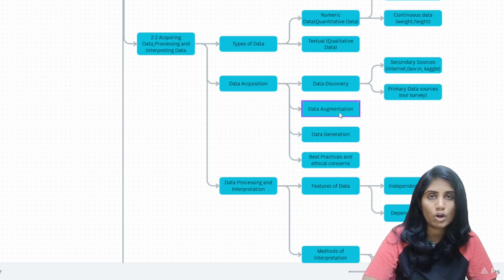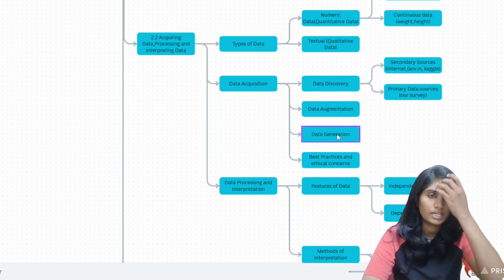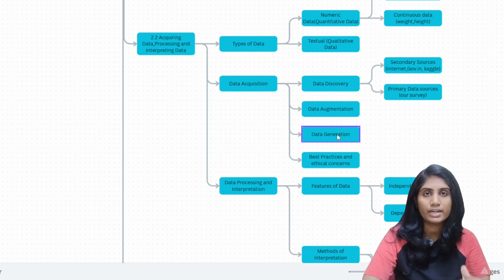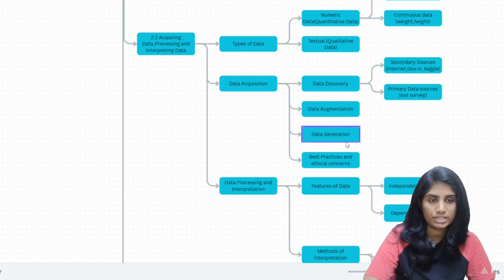And in the data augmentation, what does that mean? It explains enhancing our primary data, that is, adding more data, like for example brightness or contrast, to our existing data, and creating more data from our existing data. We call that data augmentation. And data generation: from the base data, we generate more from sensors or IoT devices. We extract those data, and we call it data generation. These are the types of data acquisition.